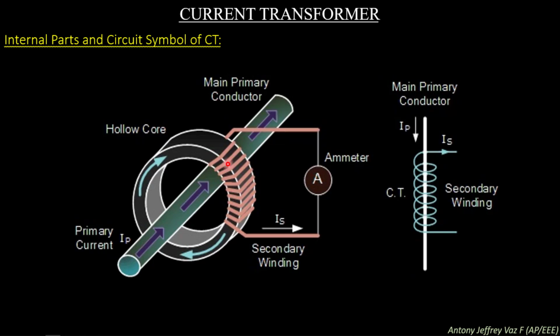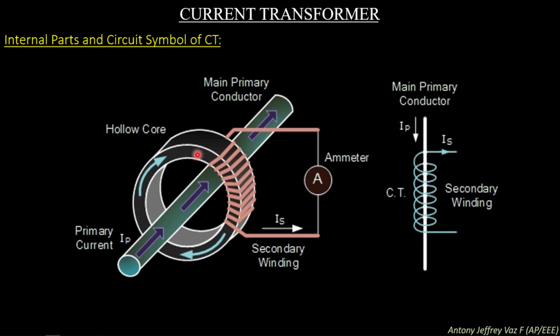When a current flows through a conductor, it produces magnetic flux, and this magnetic flux is alternating in nature because the alternating current is passed through the conductor. So the magnetic flux produced is also alternating in nature, and this magnetic flux will cut the hollow core of the current transformer. These hollow cores are made up of magnetic materials or ferrous materials.